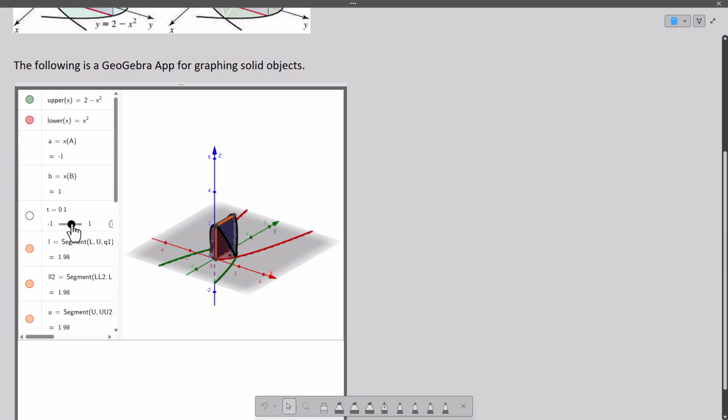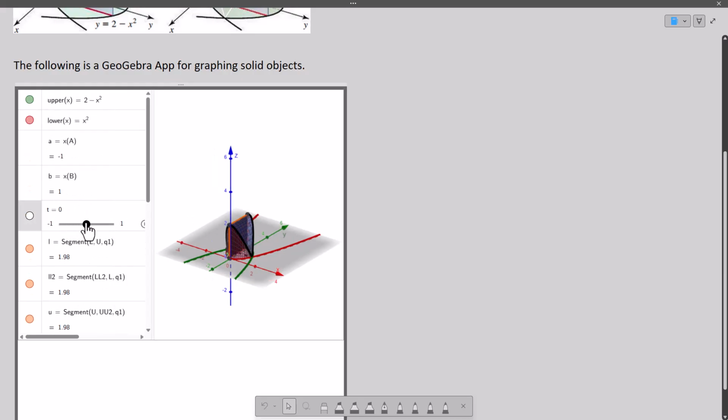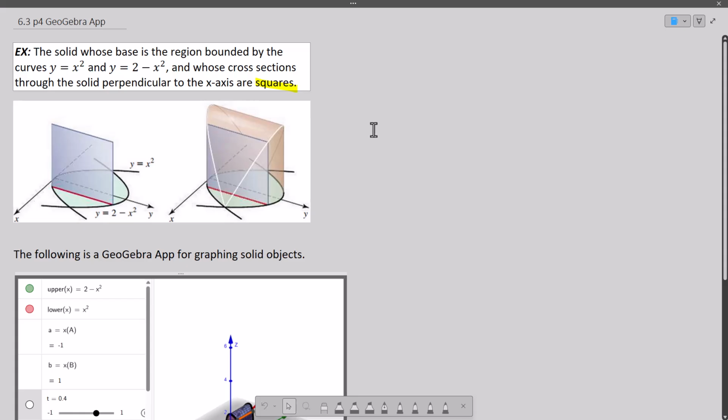Where's that t value? There's the t value. So this is exactly what we're looking for then. We're trying to find the volume of this shape. We're going to do it by finding the area in general for that square and then integrating it. So we're integrating the cross-sectional area.